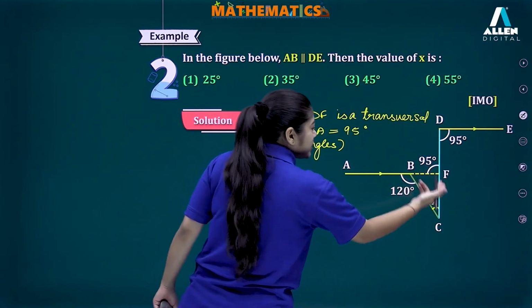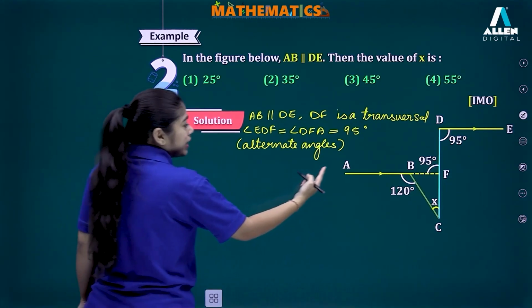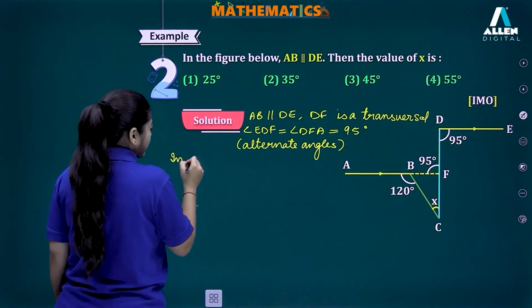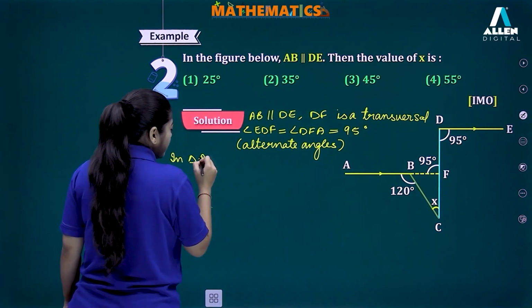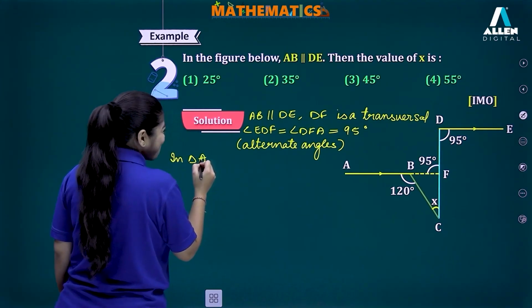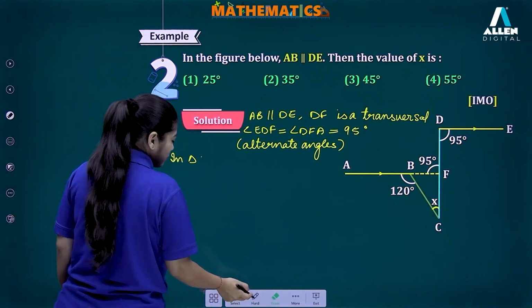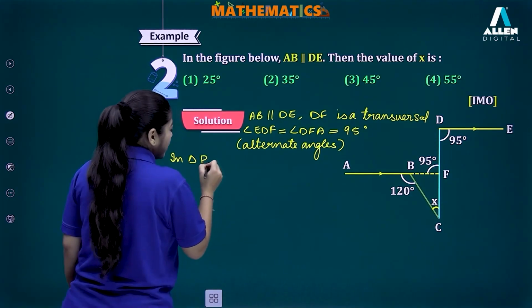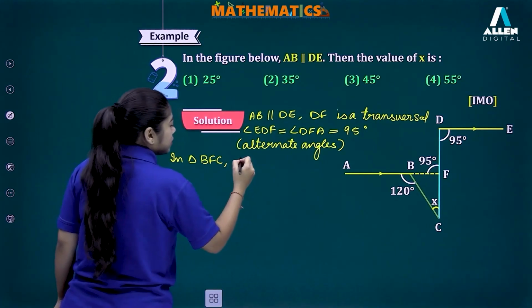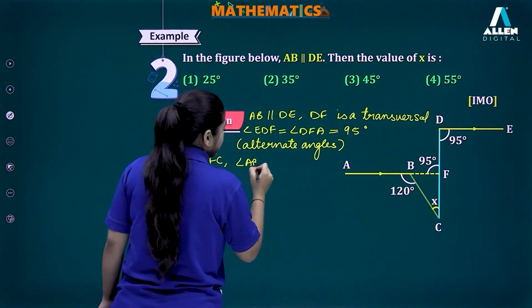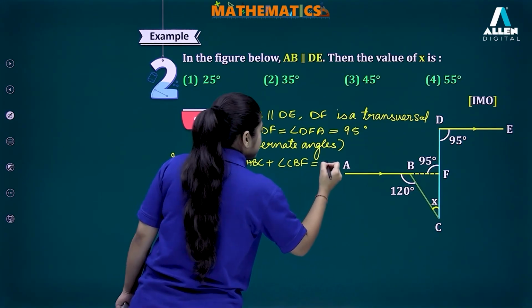Similarly, here we can see another triangle formation, and inside the triangle we can easily find the angles. Angle ABC in triangle, which one? BFC. In triangle BFC, how much are we going to get? It is angle ABC plus angle CBF will be equal to 180 degrees.